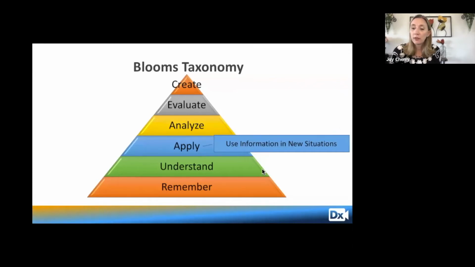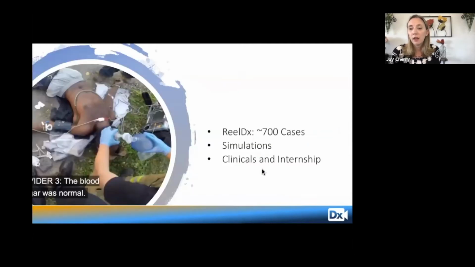And you want them to take the information that they learned in their theory courses and take those skills, and we want to use that information and put them into new situations. And the way we do that is providing them scenarios.